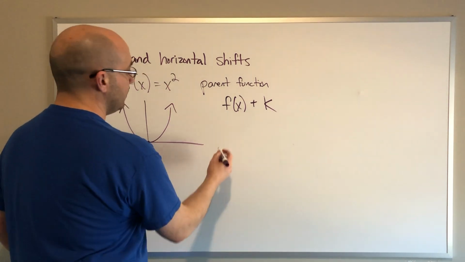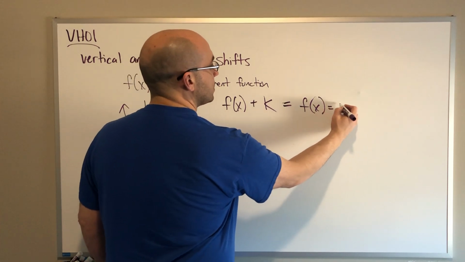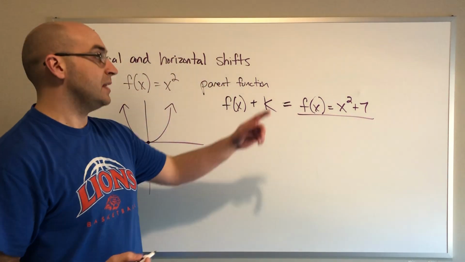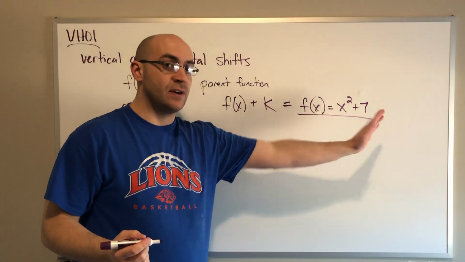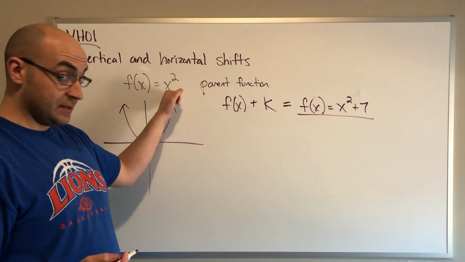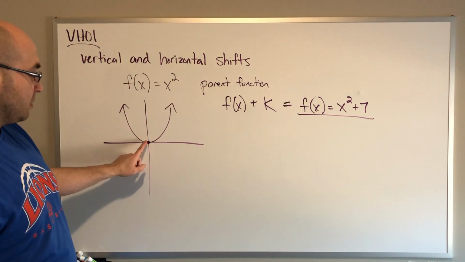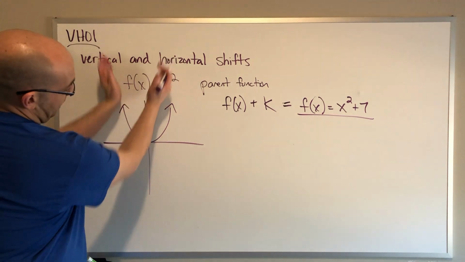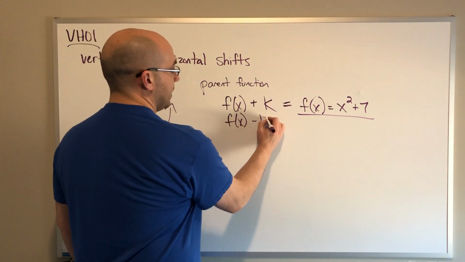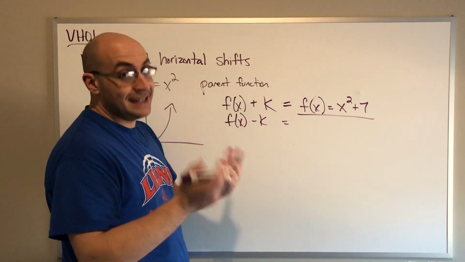So for example, let's say that we have this parent function, and we have f of x equals x squared plus 7. There's a plus 7 at the very end of the function, at the very right, just like k was. That means this function was shifted up 7 units. So the vertex will go up 7 units and it'll still look the same way coming from here. If it was f of x minus k, it's exactly the opposite. It would be a vertical shift down k units.